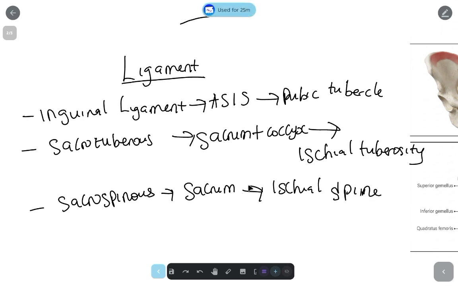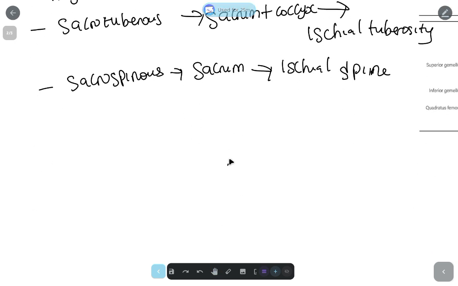So let's talk about the ossification of the hip bone. What should you know about the ossification of the hip bone? The first thing that should come into your mind is that the hip bone has three primary centers.